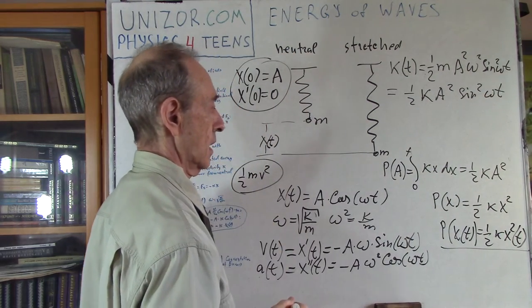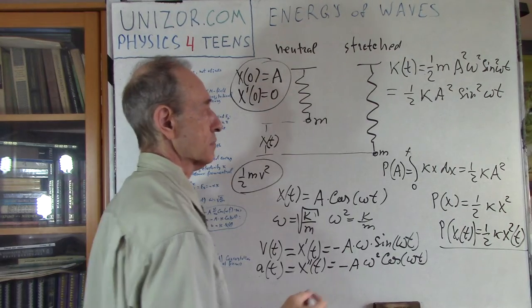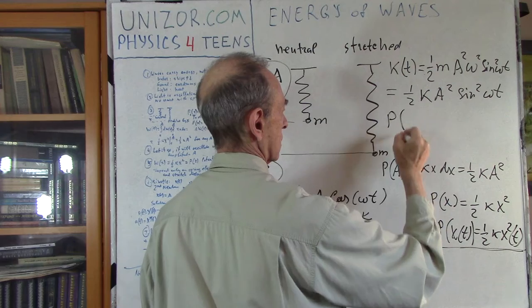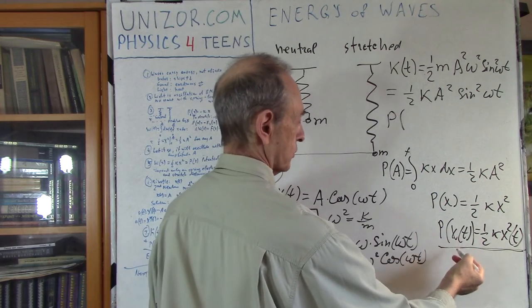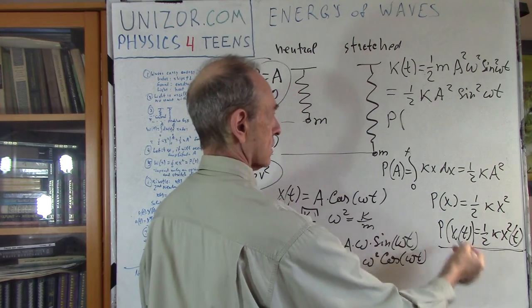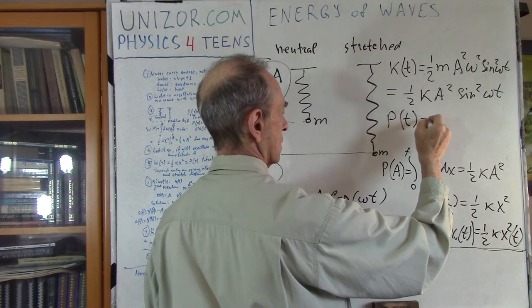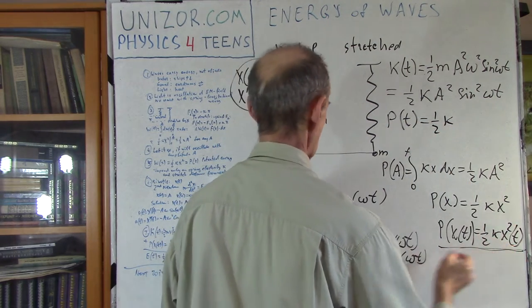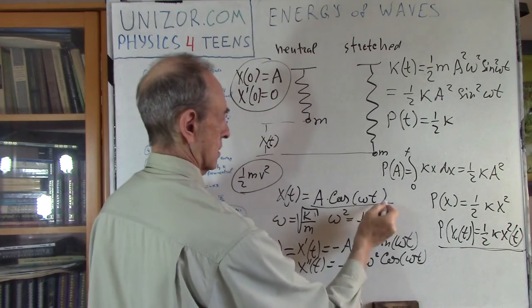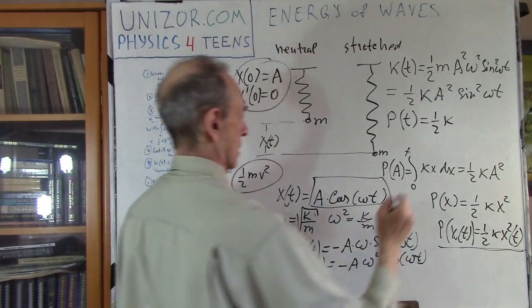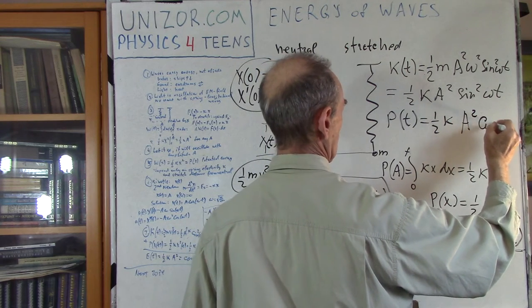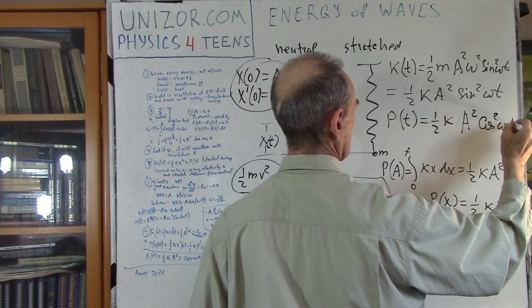Okay. Now, let's recall what my potential energy is. Potential energy is now a function of x. X is a function of t, so I can put potential energy as a function of t equal to 1/2 k x squared. Now, x squared is this, so it's A squared cosine squared omega t.